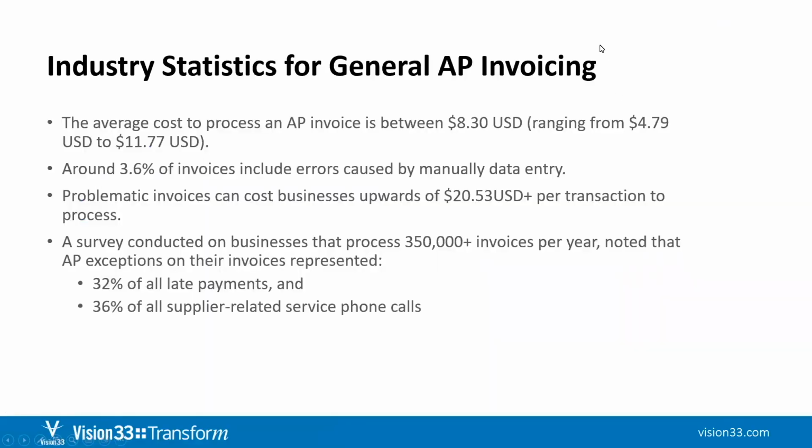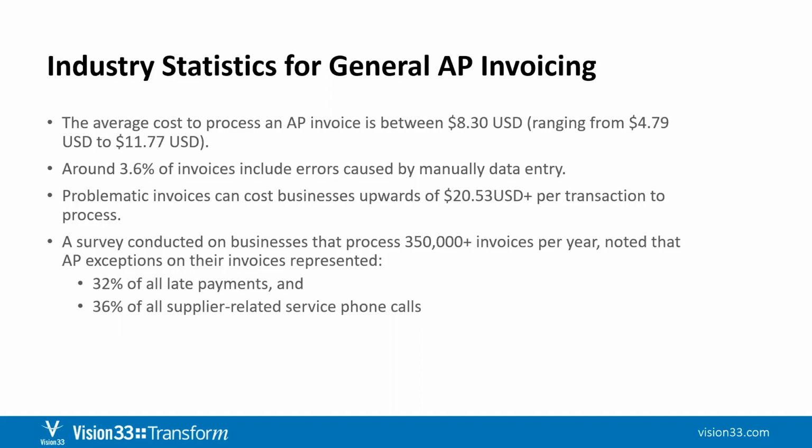So just a little bit about the industry first, and the statistics around AP invoicing. You may not know this, the average cost to process an AP invoice is about $8.30, ranging from $4.79 to as much as $11.77. So that average of $8.30 is kind of right in the middle. It'd be interesting for you to discover where you fall in that range.